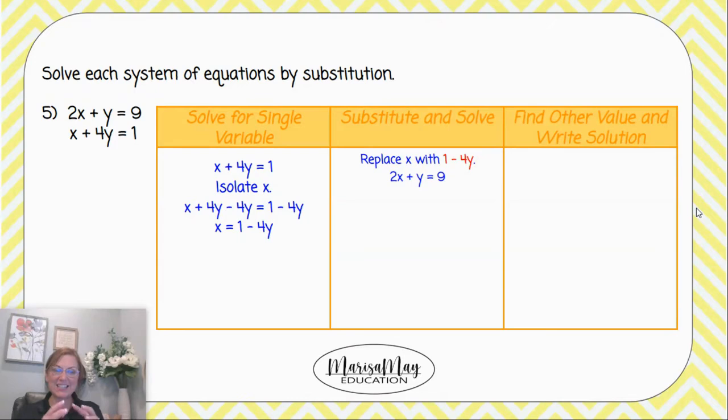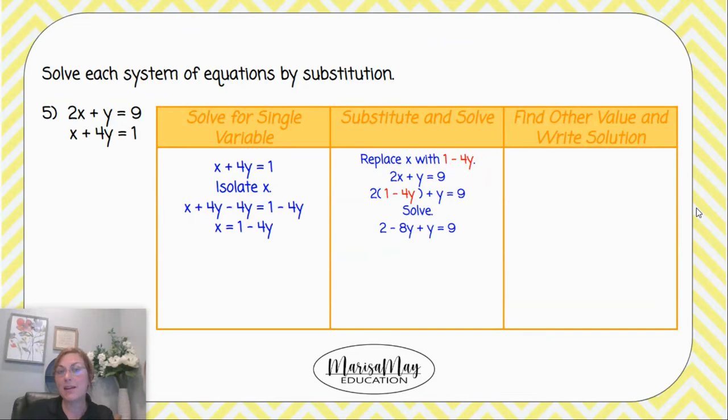I'm going to replace the x with a 1 minus 4y. Be very careful here. I'm going to put it in parentheses. I need to because that 2 has to be distributed to both of the terms here. When I say distributed, that means I'm going to multiply 2 times 1, 2 times 4y. And that gives me 2 minus 8y plus y equals 9. Now I'm ready to solve.